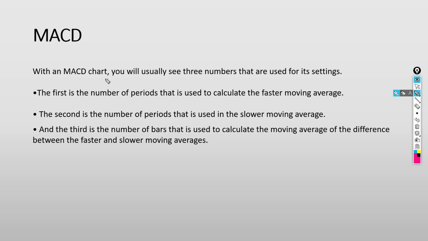With the MACD chart, you will usually see three numbers that are used for the settings, like we saw before. The first number is the number of periods used to calculate the first moving average, and the second is used to show the periods of the slow moving average. The third one is the number of bars used to calculate the moving average of the difference between the faster and the slower moving averages.